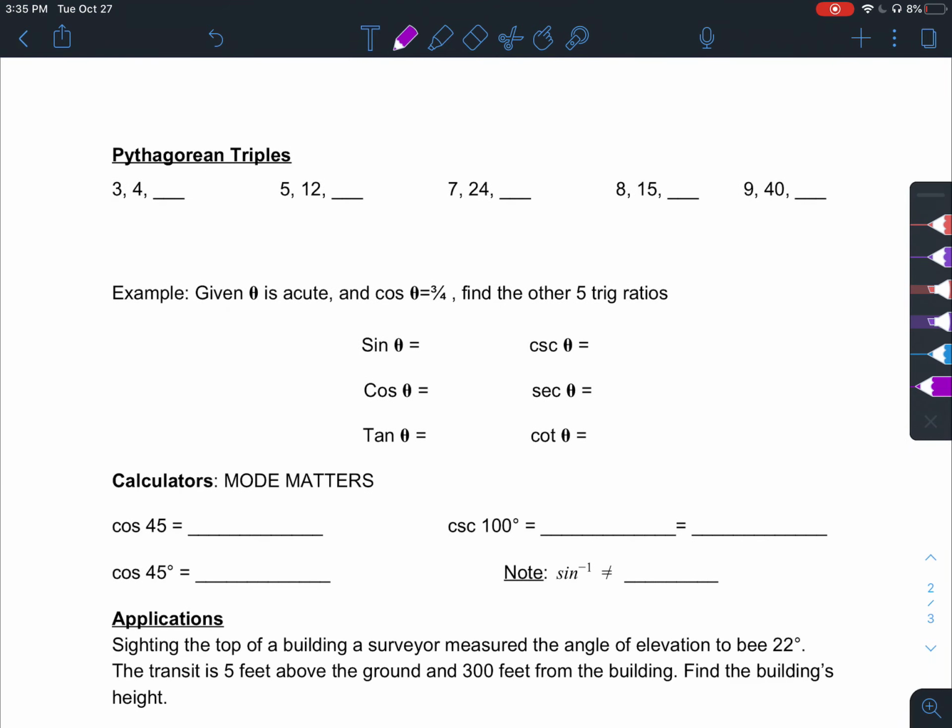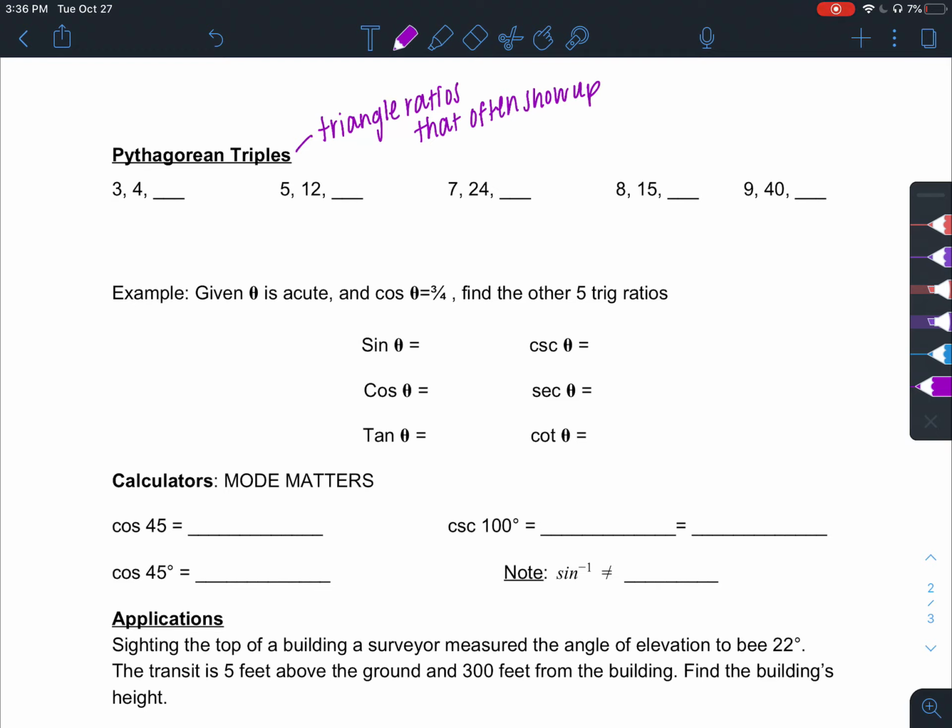Now I want to talk about Pythagorean triples. These are going to show up pretty often. So I'm going to show you the first one here. Basically, Pythagorean triples are triples, or let's call them triangle ratios, that often show up. That's true for whatever reason.